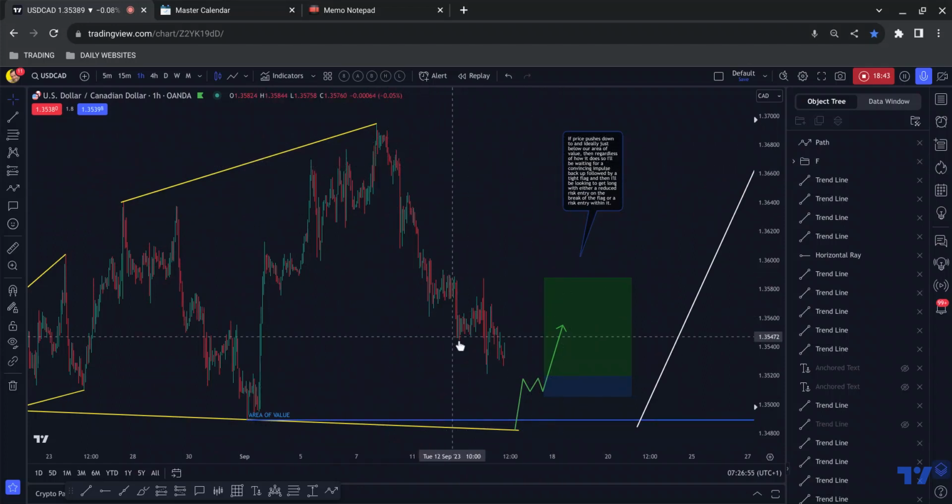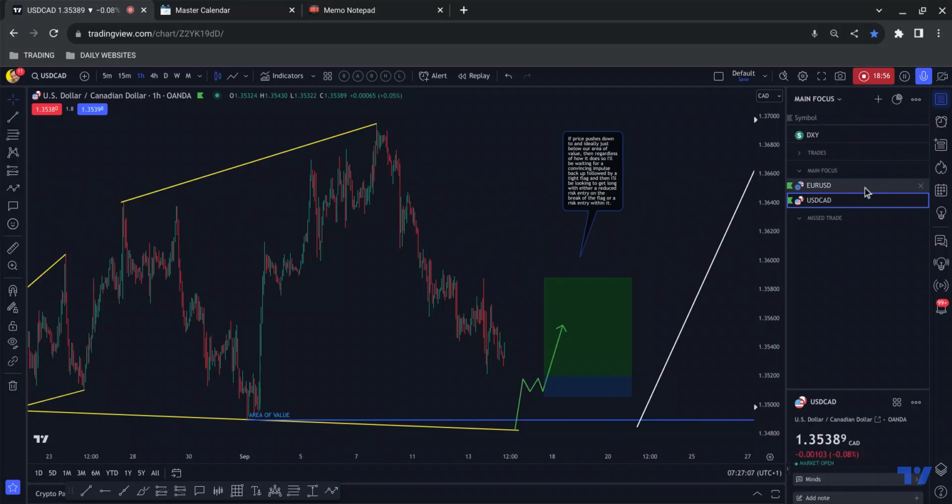As I say, if both of these were to shape up at the same time, I don't think that would be likely, but if they were to, then I would 100% be taking euro dollar over this pair, and that's why you see the pairs ranked as they are in my main focus list today.